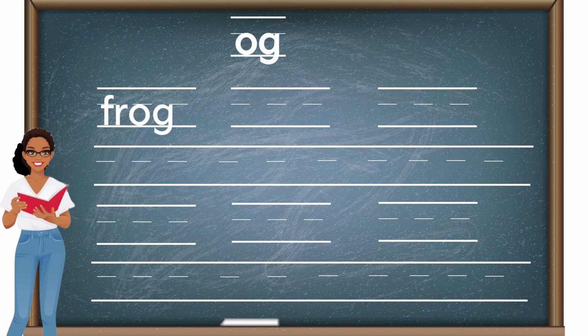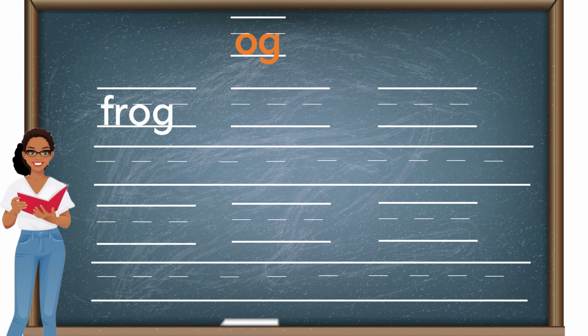Our next sight word is from the OG sound list. Words that end in O-G. Og. They have the OG sound. And our first word from the OG sound list is frog.